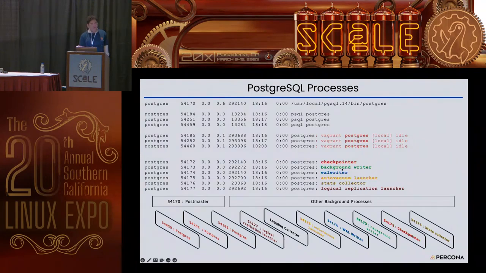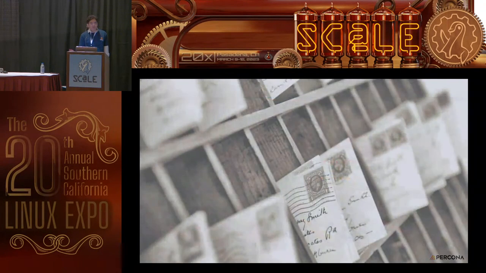There are other processes running in the background. If you have autovacuum enabled, then the autovacuum launcher is there; otherwise it's not. So it all depends on that. So the postmaster, its ID, and then other background processes. One postmaster process, three PostgreSQL processes because we have three clients, and all the other processes are there.